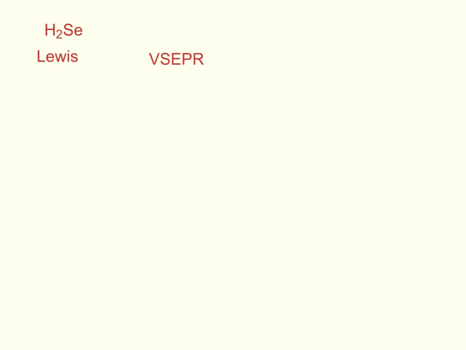Alright guys, we're going to be doing H2Se on this one. So the first thing we want to do is count the number of valence electrons. We see that Se has 6, hydrogen has 1, there's 2 of them, so we're going to have 8 valence electrons. So now we know that we have 48 electrons. Makes 4 pairs. Place those around the iodines.